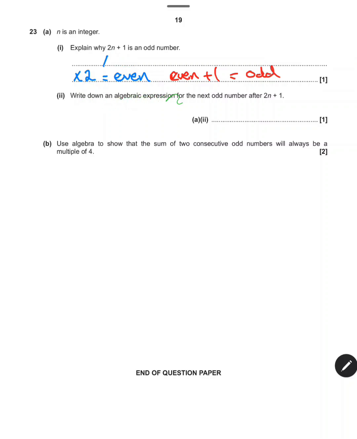Part 2, write down an algebraic expression for the next odd number after 2n plus 1. Well, if we look at some odd numbers, 1, 3, 5, you'll see that there is always 2 between them. So this is saying the first odd number is 2n plus 1. What I need to do is add 2 to that, and we get 2n plus 1 plus 2 is 2n plus 3.